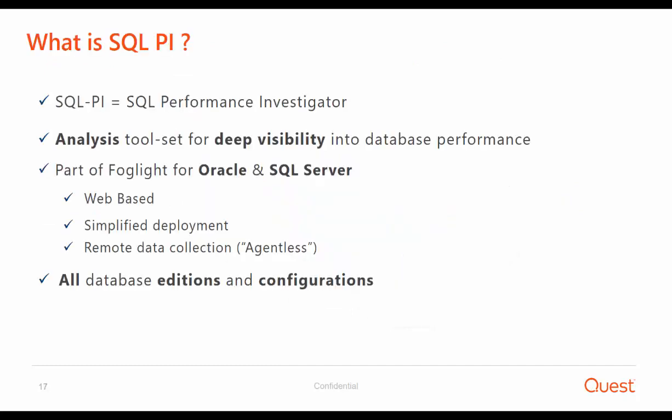It is an analysis toolset for deep visibility into database performance. It is part of Foglight for Oracle and SQL Server. It's a web-based tool. It has a simplified deployment because it uses a remote agentless architecture that doesn't require installing anything on the monitored host and doesn't require installing any database schema objects on the monitored databases. It also supports all the database editions and configurations. So for example, you can monitor Enterprise Edition, Standard Edition, etc.